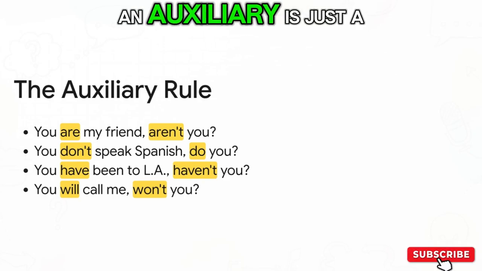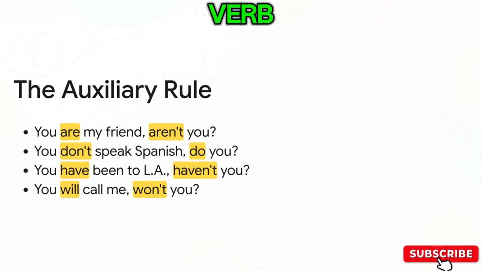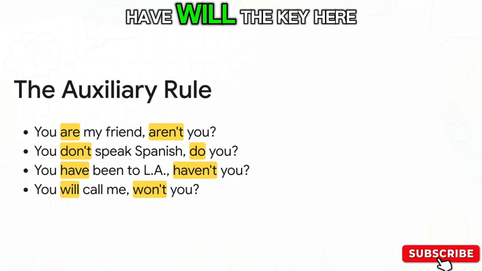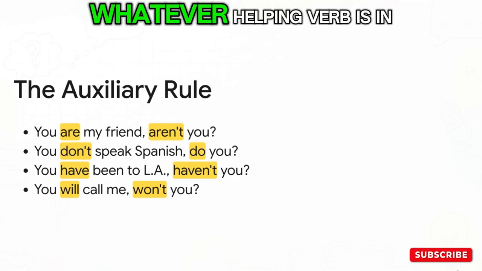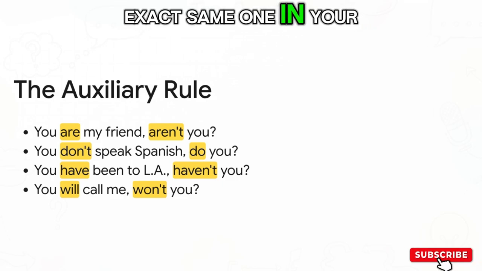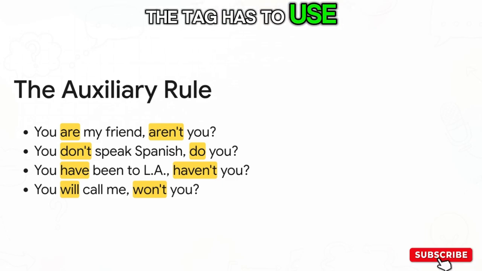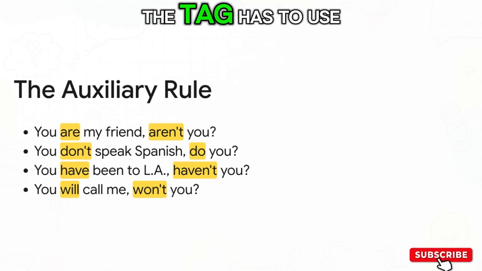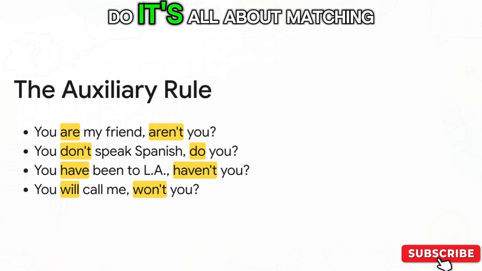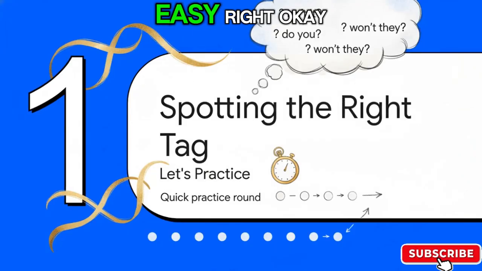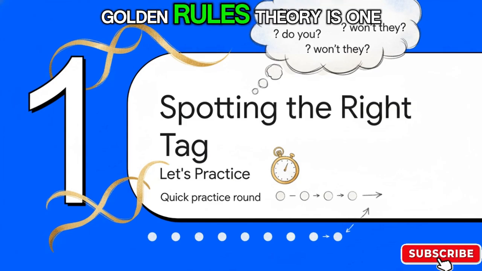Golden rule number 2 is the auxiliary rule. Now, an auxiliary is just a fancy name for a helping verb. Words like are, do, have, will. The key here is simple. Whatever helping verb is in your statement, you have to use the exact same one in your tag. So if you say you are, the tag has to use are. If you say you don't, the tag has to use do. It's all about matching. You have been becomes haven't you? Easy, right?